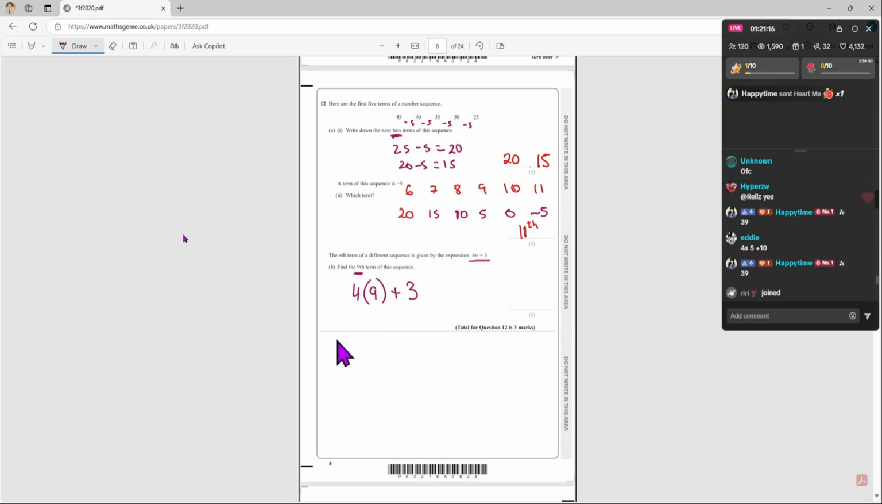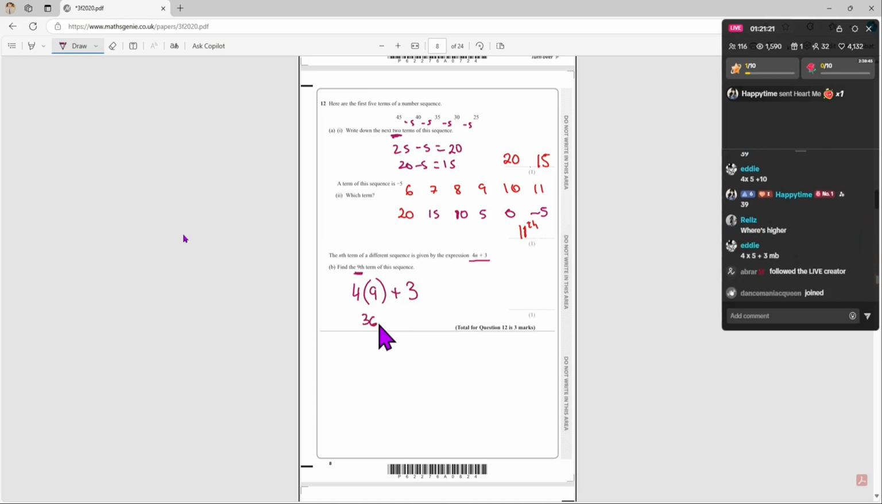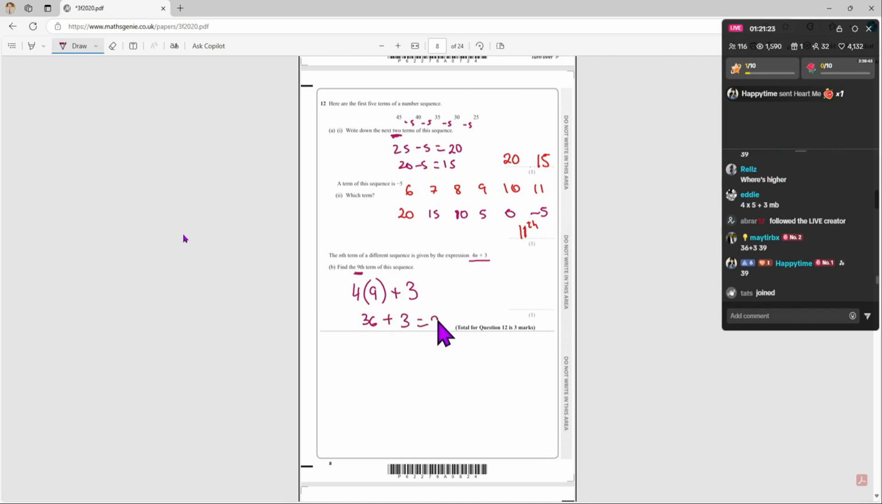So then we know that 4 times 9 is 36. Then 36 plus 3 will give you 39. The 39 is going to be your answer.